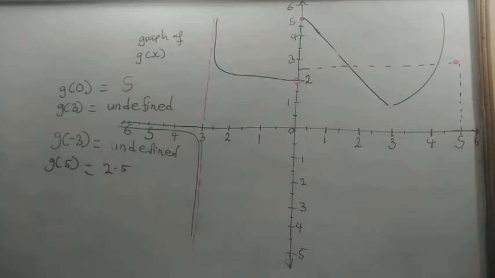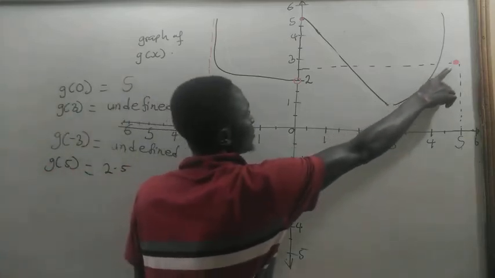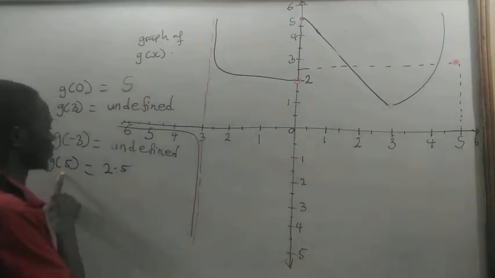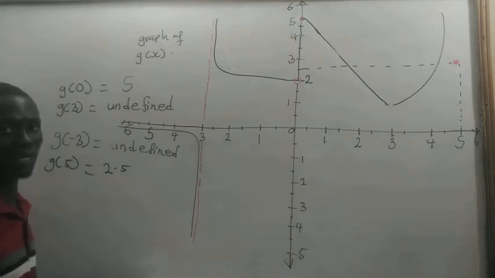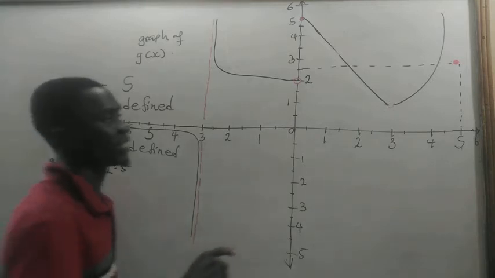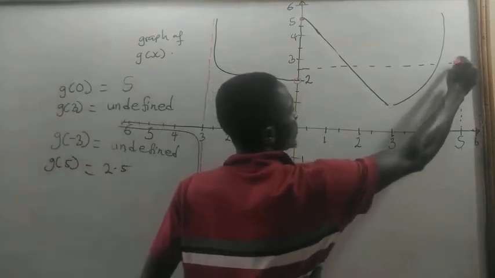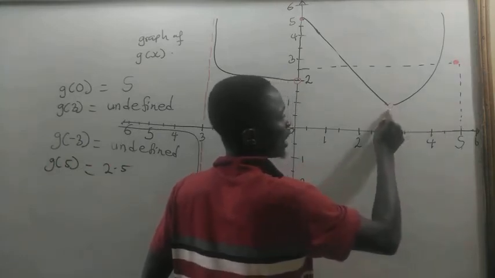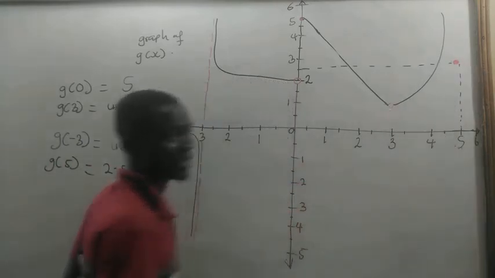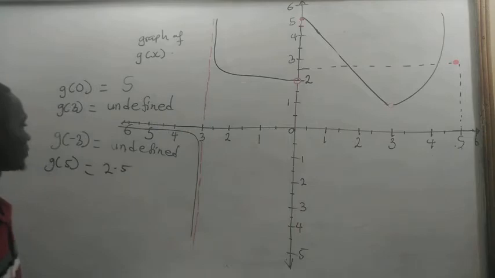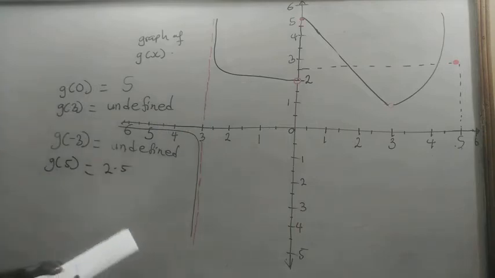Very simple as that. Now, let's take the next question. So here, since there's a closed circle there, we say that g of 5 is equal to 2.5. But if it happens that this circle becomes an open circle like we have here, then we say that this one is undefined.